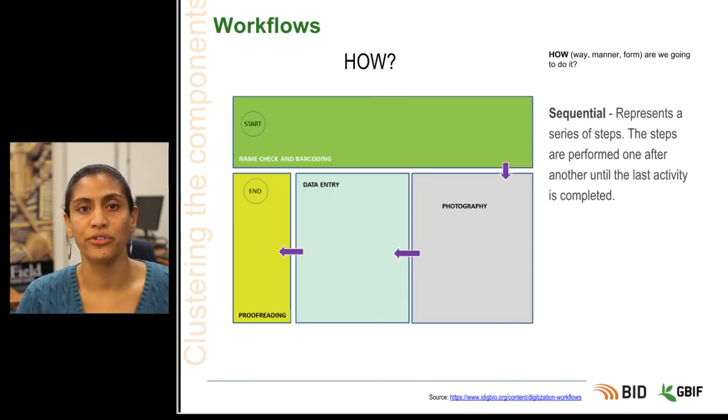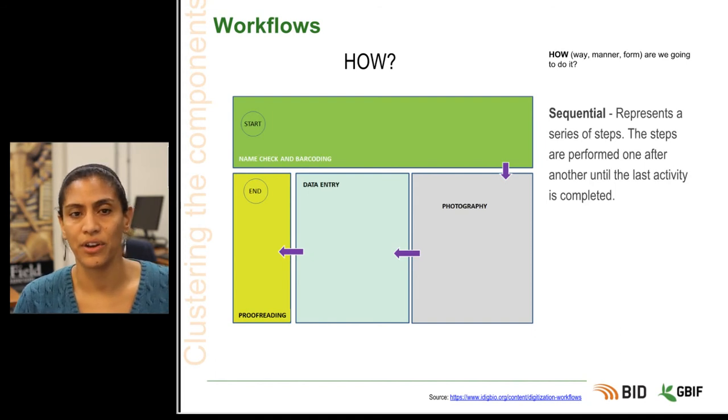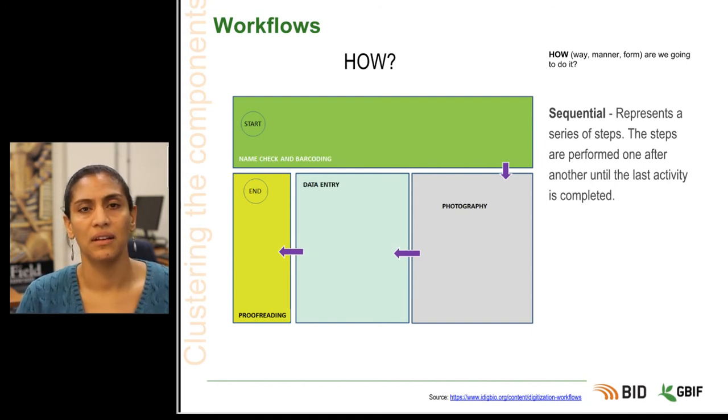Sequential workflows are simple and represent a unidirectional series of steps with a single start and end. The important part being that each task must be completed before the next one can start. In this example, the sequence is name checking first, photography second, data entry third, and proofreading fourth.